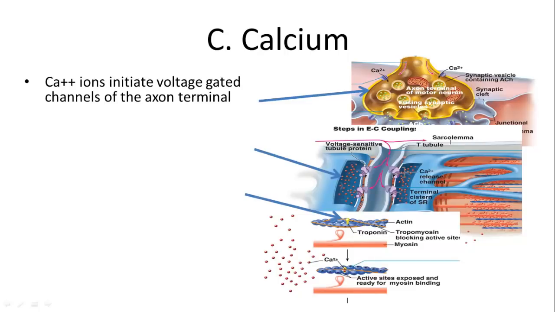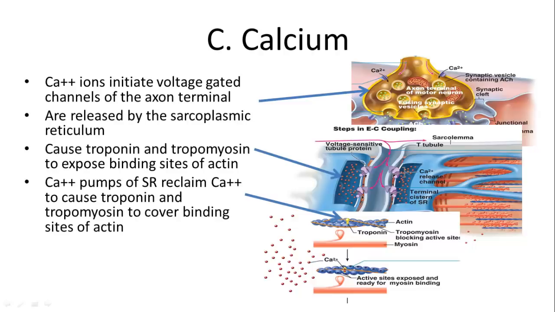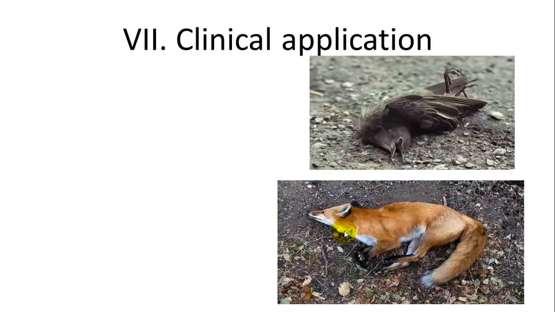Calcium is a big player in multiple sections of this process. The calcium ions initiate those voltage-gated channels to open. Calcium is also released by the sarcoplasmic reticulum and causes troponin and tropomyosin to move. Calcium is reclaimed as it's pumped back into the sarcoplasmic reticulum. And so if calcium isn't resorbed, then this process continues and those muscles stay contracted. And that actually happens in a process called rigor mortis.